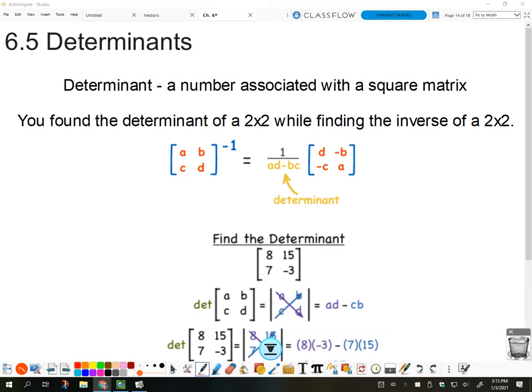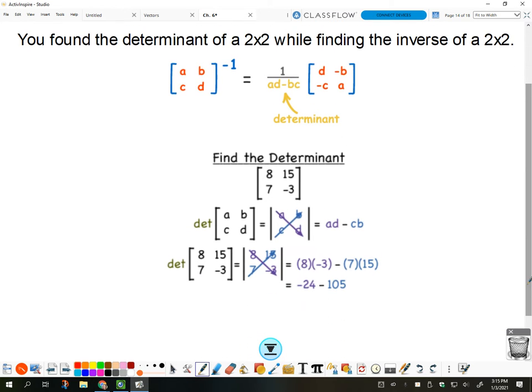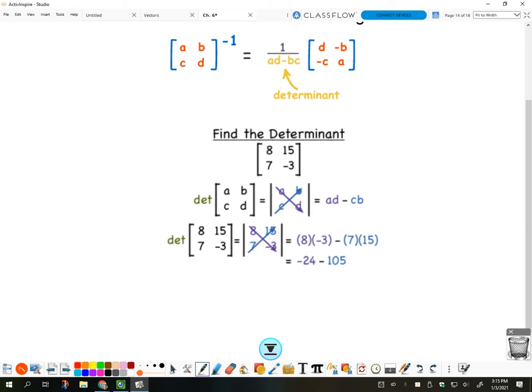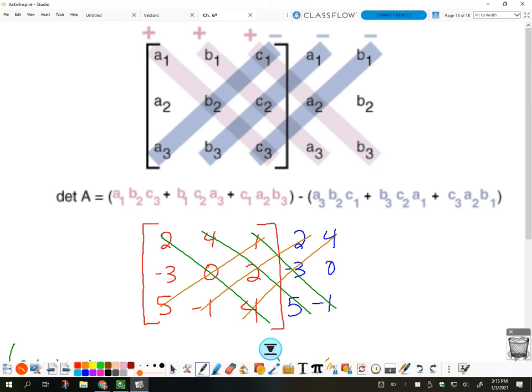So to find the determinant of a 2 by 2, you just multiply the diagonals and subtract them. I think I just did my hand backwards. Multiply these and subtract those numbers. So you see an example there of how to do that. All right, anything bigger than that, we're going to use the calculator.